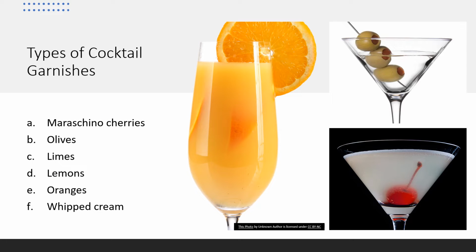Moving on to the different types of cocktail garnishes, we have maraschino cherries, olives, limes, lemon, orange, and whipped cream. Yung maraschino cherries ay pwede nating gamitin anytime kung tayo ay gumagamit ng grenadine syrup. Pwede rin sa green drinks like sour apple martini, and pwede rin sa Collins, pwede din sa sweet and sour mix, and in Manhattan. For olives, we can use olives when preparing gin martinis or vodka martinis.